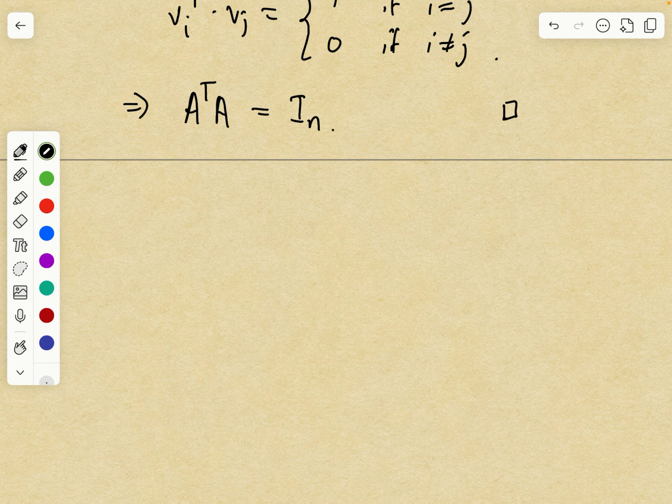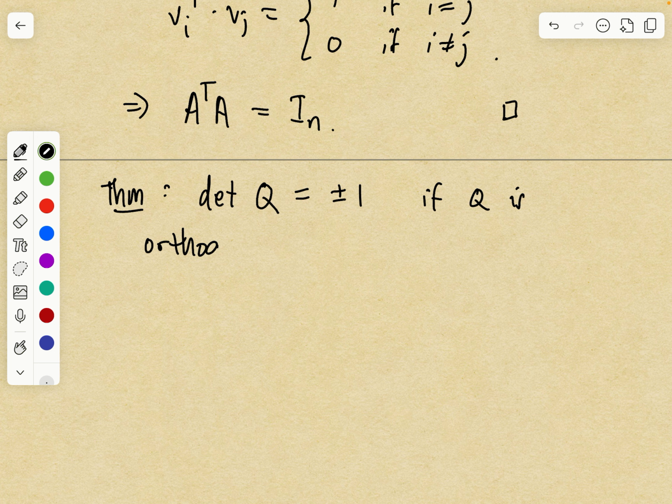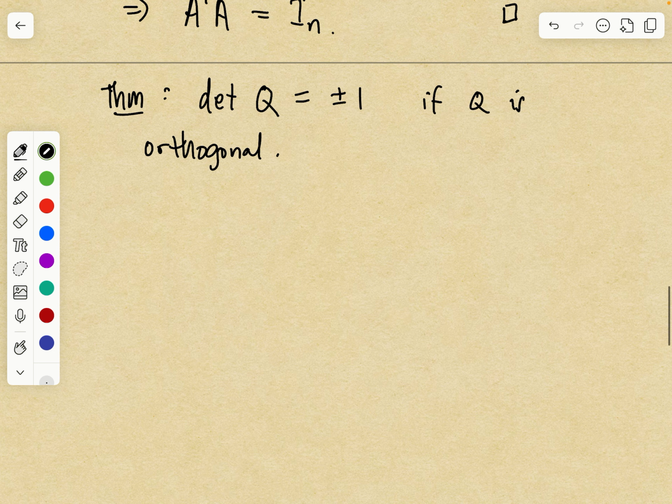All right, now let's look at another property. Another property of orthogonal matrices is that the determinant is either plus or minus 1. By the way, an orthogonal matrix is often written as Q, so let's use Q for an orthogonal matrix. The reason for that is, again, we have to use the fact that Q transpose Q is the n by n identity matrix.